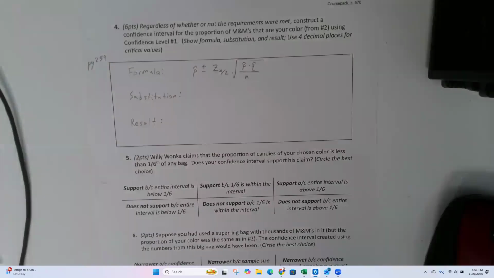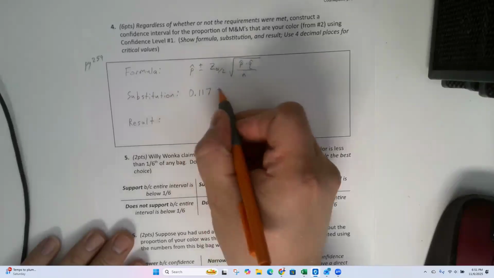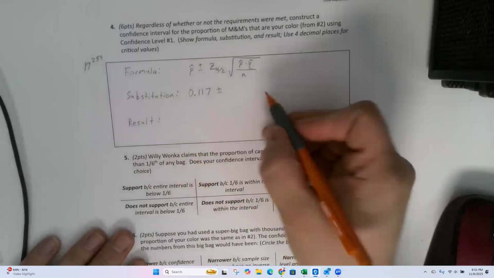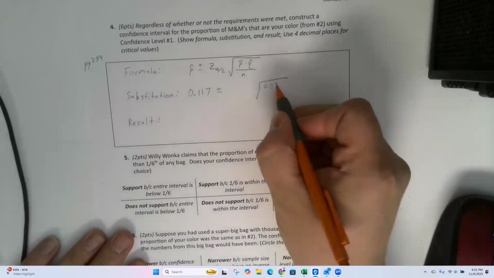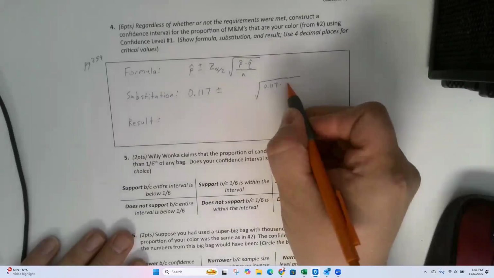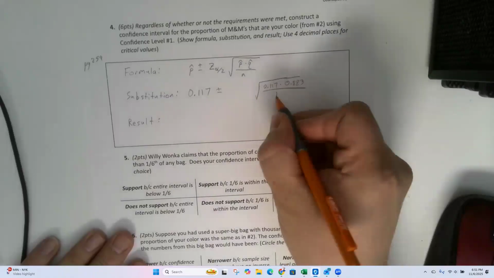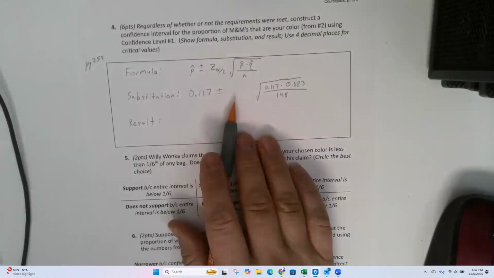Our substitution, we just plug in what we have, okay, plus or minus. Now I'm going to leave some space here for my z alpha over 2. I've got to go figure out what that is. My q is 0.883. My n value is 145. So now we need to figure out z alpha over 2.